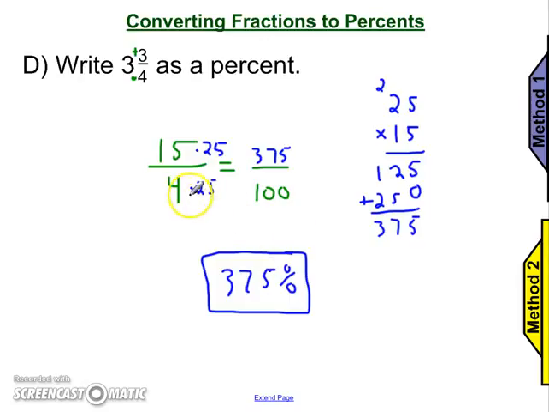And this one again worked because 4 goes evenly into 100. But some fractions, like if this were a 3, well, 3 does not go nicely and evenly into 100. So in that case, you're probably better off with method number 1.